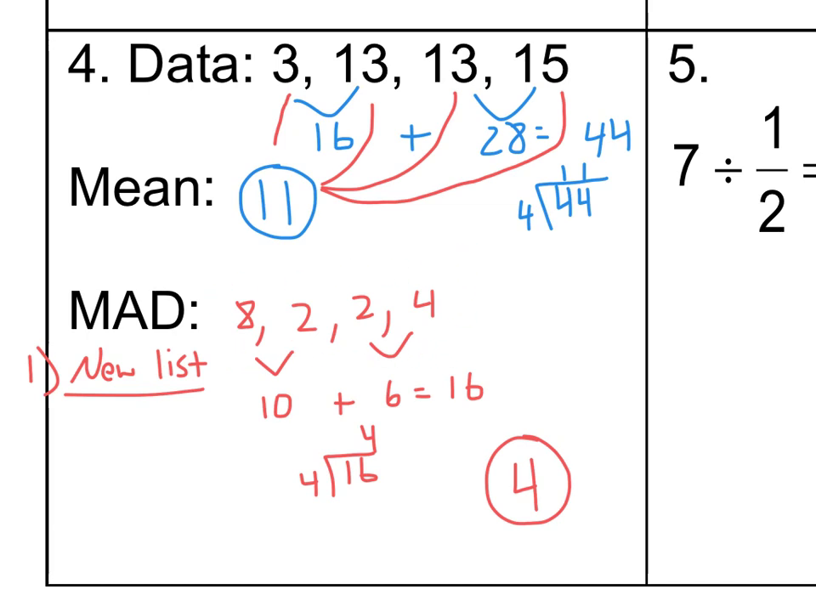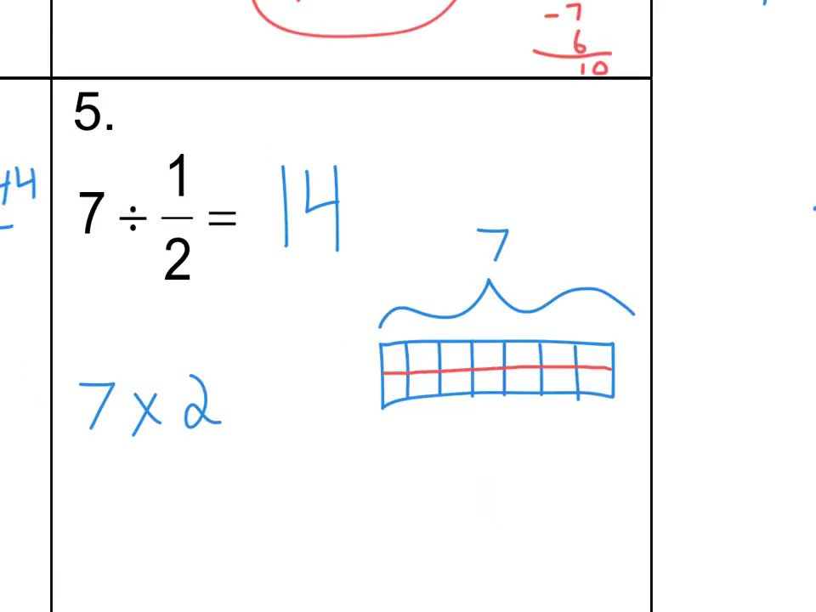And when I get 10 plus 6 is 16. 16 divided by 4, because there's 4 numbers, is 4. Therefore, my MAD, or mean absolute deviation, is 4. So hopefully this kind of problem is becoming mental math.